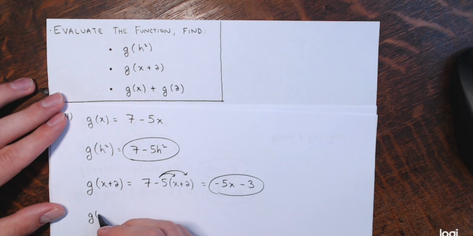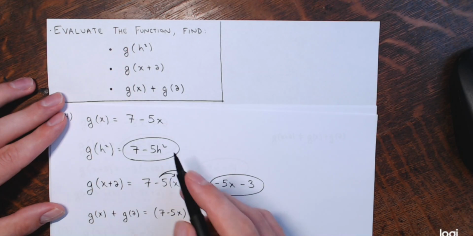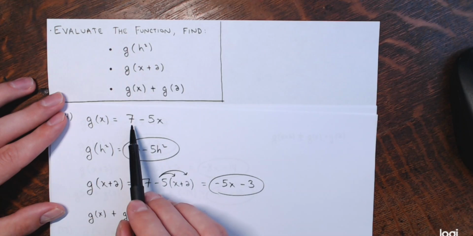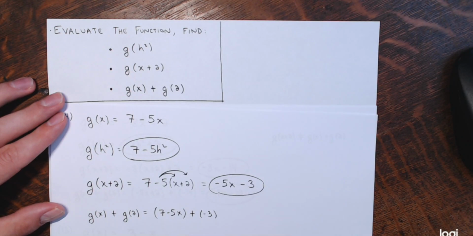And then the value of g of x plus the value of g at 2. Well, the value of g at x is this 7 minus 5x. Right? That was already given earlier. Plus the value of g at 2. Let's see, it's 7 minus 5 times 2. 7 minus 10, that's negative 3. Right. And combining the constants here, 7 plus negative 3 is 4. So I have negative 5x plus 4.